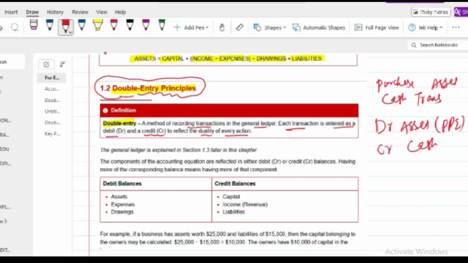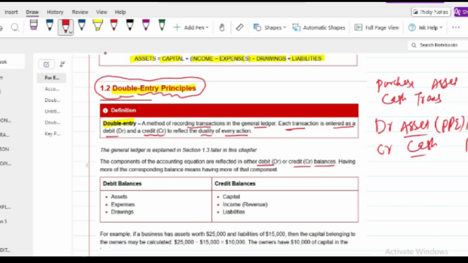If you see here, this one is debit by 100 and credit by 100. This reflects that this transaction has two effects. It affects two accounts. The first one is the asset account that you are purchasing, and the second is again an asset account, that is the cash account. Clear?